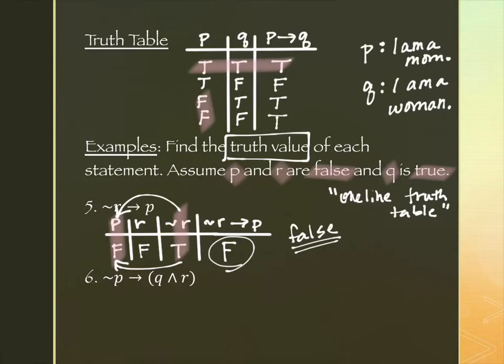Now, number 6 has more pieces, okay? So I actually have 3 statements on this one, P, Q, and R, all of them. So I have a column for P, a column for Q, a column for R, and then what I do is look at the individual negations next. Are there any individual negations for me to include? P. Negation of P. Are there any compound statements besides the implication itself? Yeah, the Q and R.